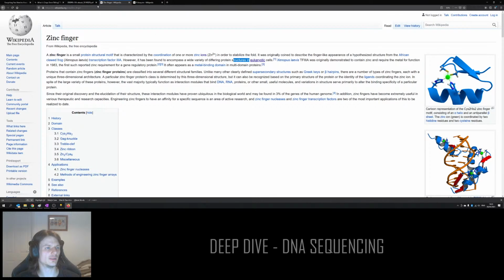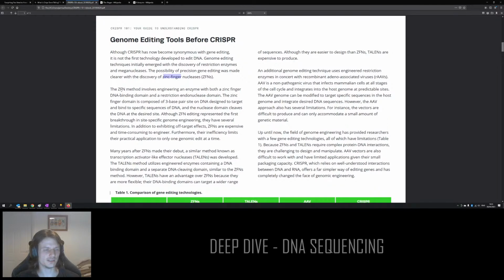The ZFN, the zinc finger nucleases method, involves engineering an enzyme with both a zinc finger DNA binding domain and a restriction endonuclease domain. The zinc finger domain is composed of three base pair sites on DNA designed to target and bind to specific sequences of DNA, and the nuclease domain cleaves the DNA at the desired site.